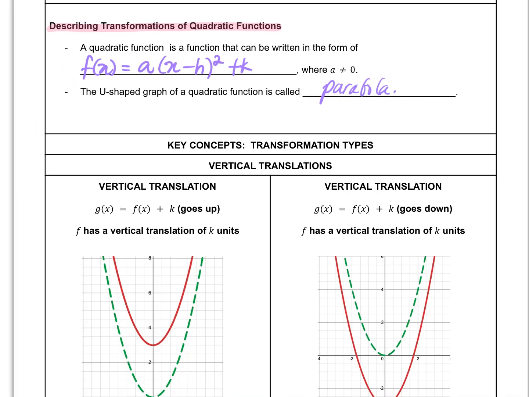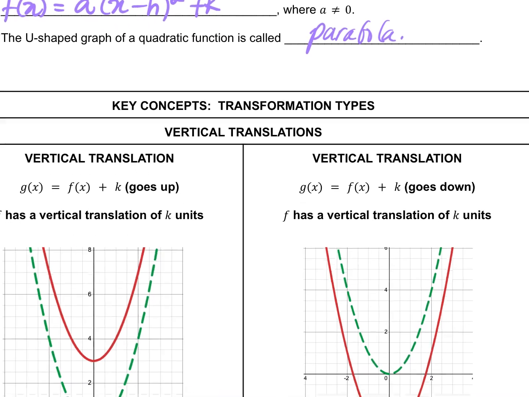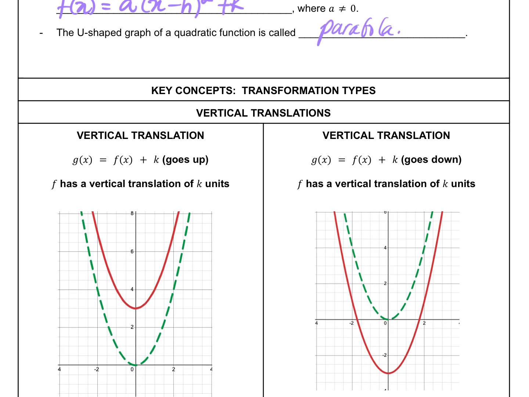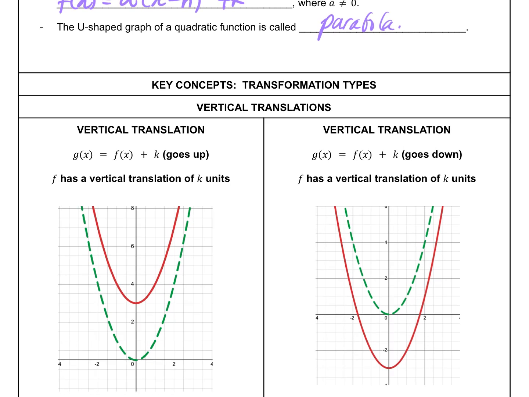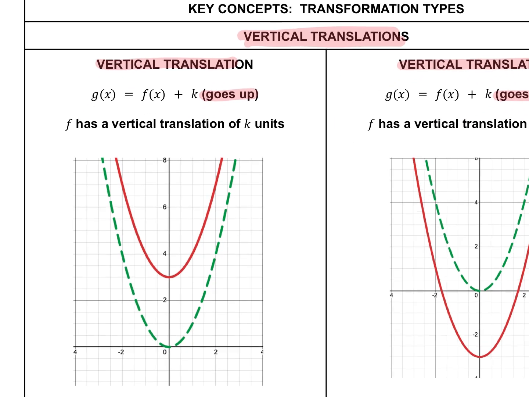Okay, so let's look at some key concepts of transformation here. I'm going to show you different transformation types. The first one is the vertical translation. Vertical translation is going to be on the y-axis. I wrote two vertical translations here because one goes up and one goes down. Now, let's look at the one that goes up.